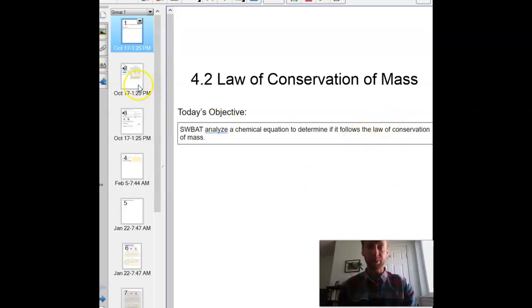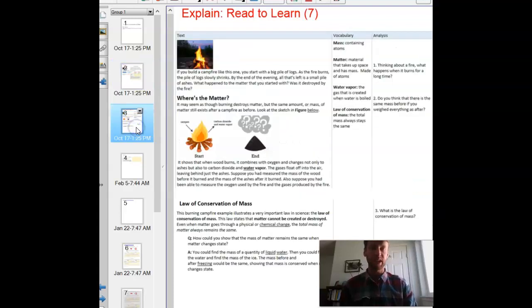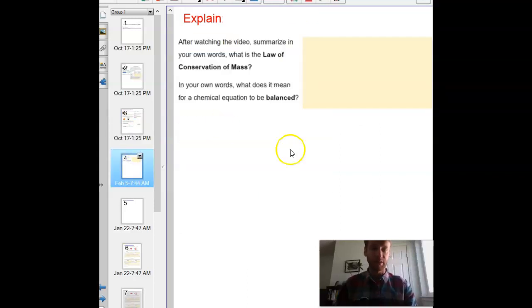You should have already completed today's Explore, which was a PhET, and you should have also completed today's Read-to-Learn to have a basic understanding of what the law of conservation of mass means. Today, we're going to do something slightly different for notes. So let's go back and look at the Read-to-Learn for a moment, and then we're going to take notes together.